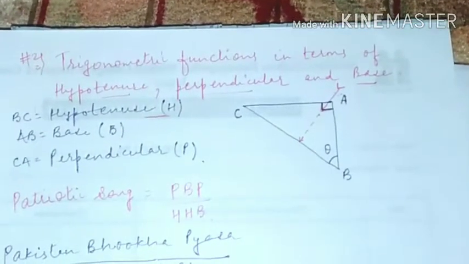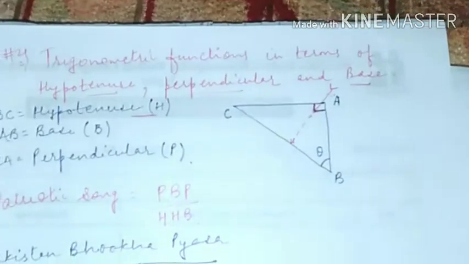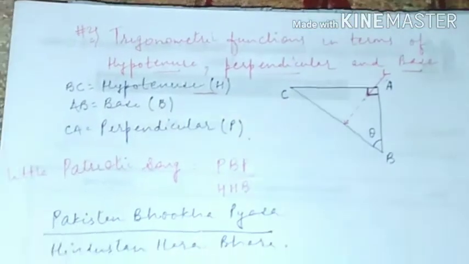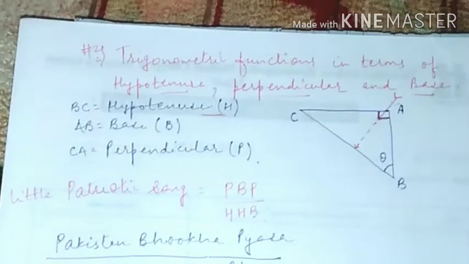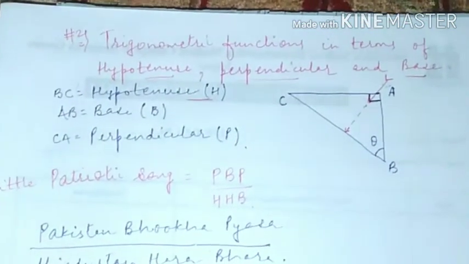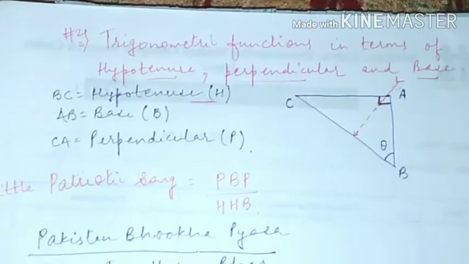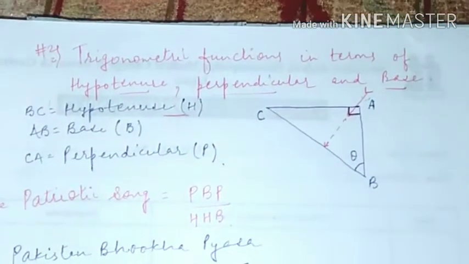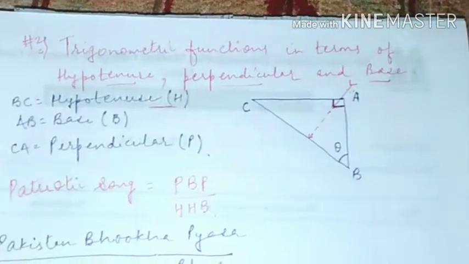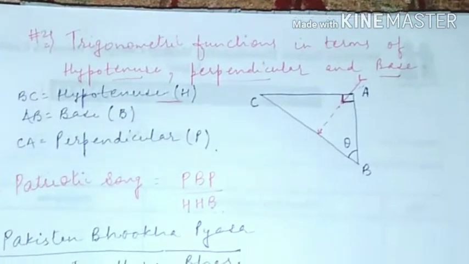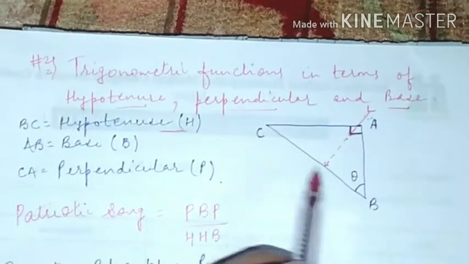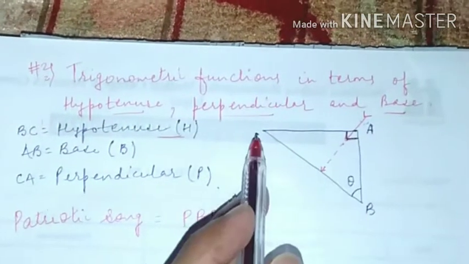Now the very basic thing, and our concern, is differentiating between these two terms, base and perpendicular. How will we distinguish between perpendicular and base in a right angle triangle? You can use a very basic trick for recognizing the base, and the third one will obviously be the perpendicular. We have already recognized the hypotenuse. This one is BC.